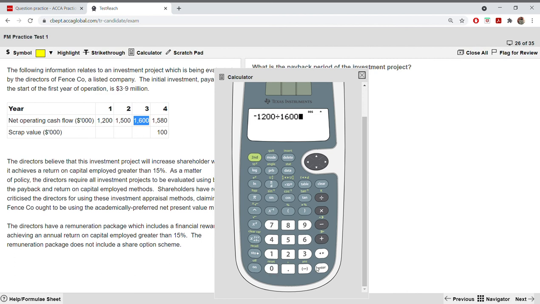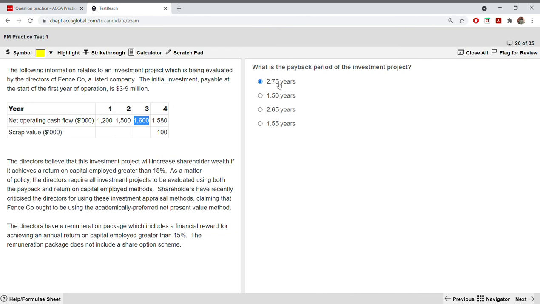The next operating cash flow. Enter. Remove the negative sign. I'm just trying to show that still in the second year it is an outflow. So 0.75. You are doing this division to get the fraction. But it's definitely 2 plus 0.75, so it is 2.75 years.